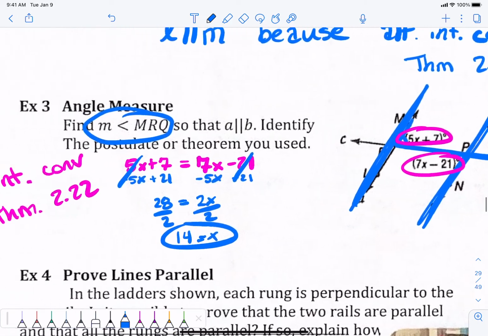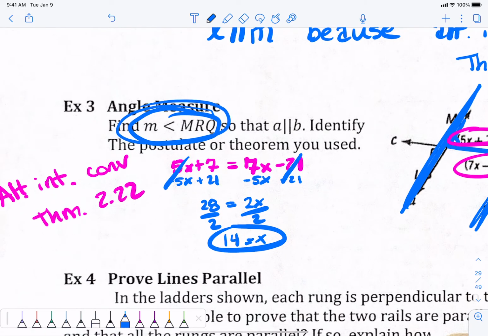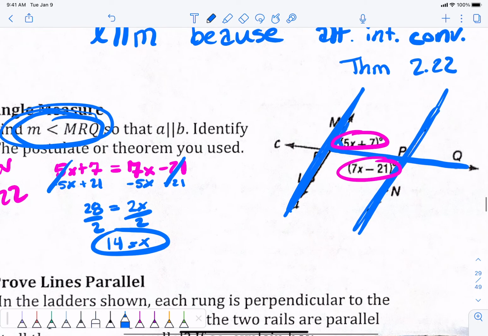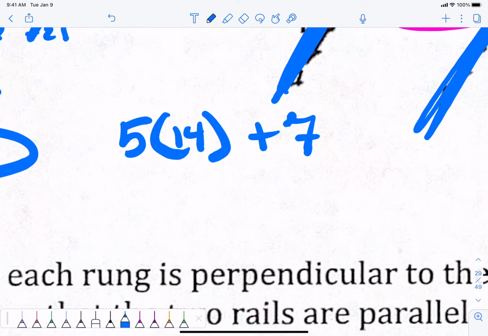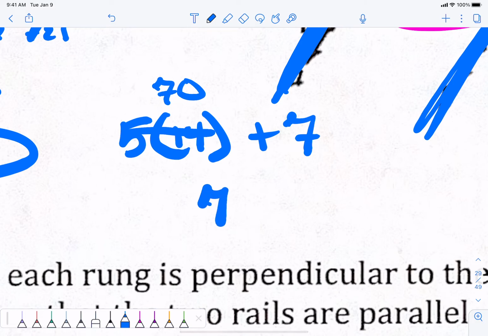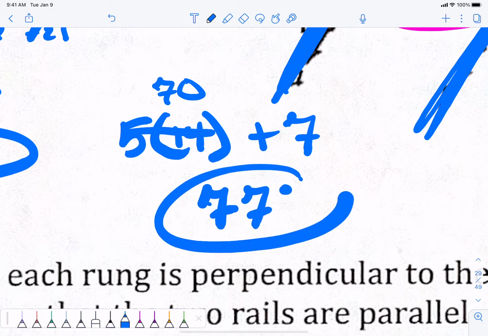Okay, but they want to know the measure of angle MRQ. And MRQ was the 5x plus 7. So I take 5 times 14 plus 7. 5 times 14 is 50 plus 20 is 70. You guys multiply like that sometimes? Yeah. 70 plus 7, so angle MRQ is 77 degrees.